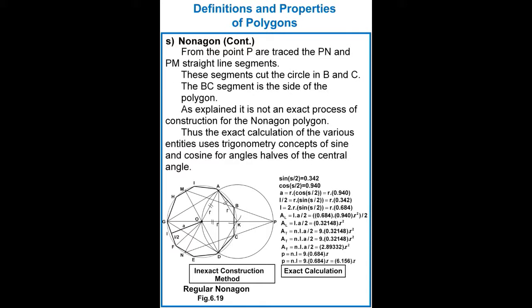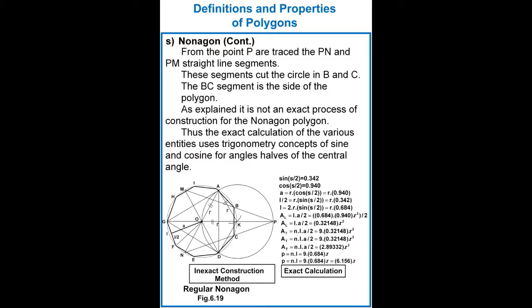In this slide, the construction of the regular polygon Nonagon is continued. Figure 6.19 is represented. From the point P, the straight line segment PM is drawn. From point P, the straight line segment PN is plotted. These two segments intersect the circumscribed circumference at points B and C. Points B and C form the side of the regular polygon Nonagon. Using the BC side, the other sides of the Nonagon are constructed.